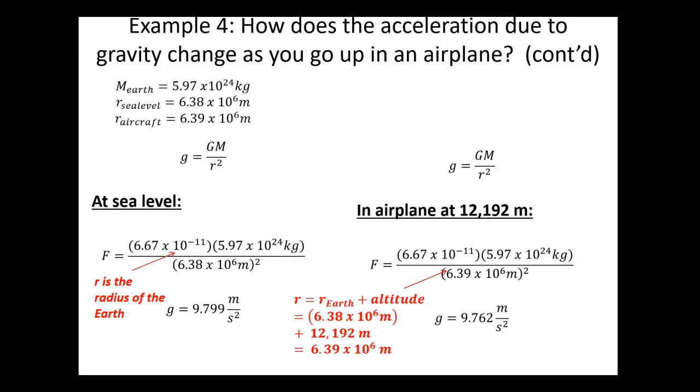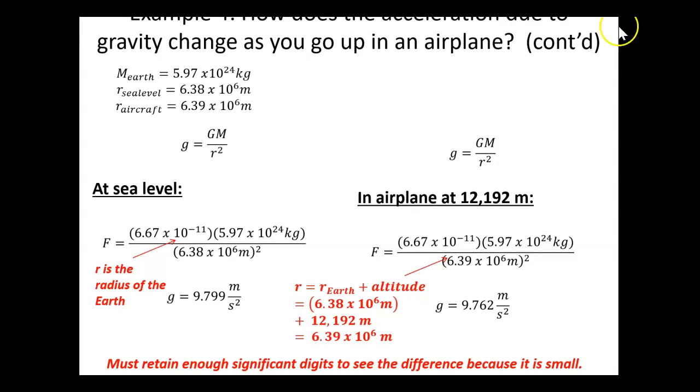And so then when we calculate the acceleration due to gravity, we get 9.762. Notice that we did have to keep enough digits to really be able to see that difference, because it is small when the difference in the r is not too large. But g is starting to get smaller as you move in the airplane, and so if you moved up to the space station or halfway between Earth and the Moon, g is going to keep getting smaller and smaller the further you get from the center of the Earth.